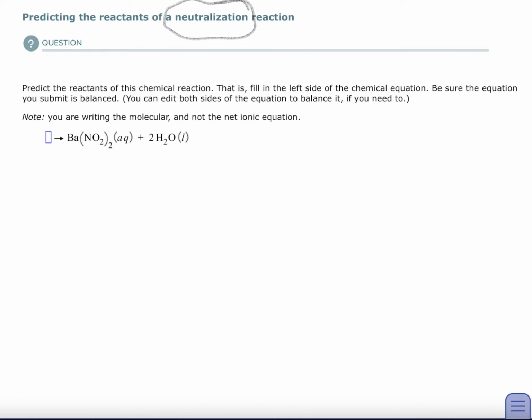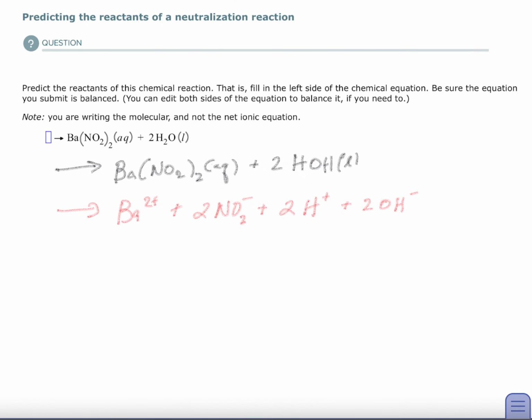The other thing that I have to keep in mind is that the water comes from the proton of the acid, the H that the acid gives, and the hydroxide that a strong base would have. So HOH. That's the first thing I did: I rewrote this as whatever salt, this happens to be barium nitrite, and water, and I just rewrote water as HOH rather than H2O, because I know that they're going to break apart into ions, at least in the reactants they will. So I broke them apart into ions.